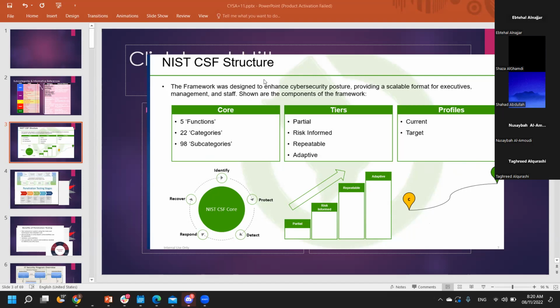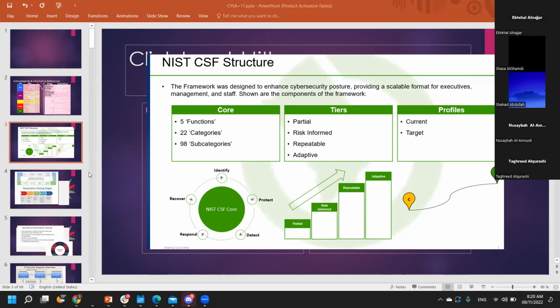Okay, guys. So this is the next framework. We'll be talking about maturity level and how the maturity level can be done, and what is the difference between maturity levels, whether it's partial or risk informed or even repeatable or even adaptive, in other lectures when we really focus on the maturity level.